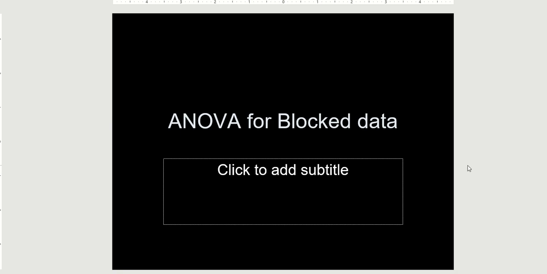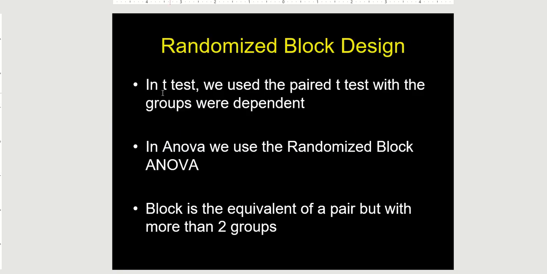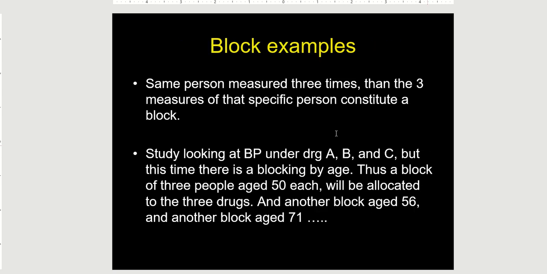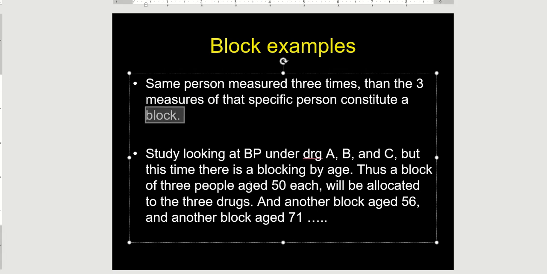All right. So ANOVA for block data. This is just saying that in the t-test, we used the paired t-test when the groups were independent. In ANOVA, we use something called the blocking. Okay, in some books this is called the completely randomized block, CRB, but you don't have to know that. That's just some book language. All right. Same person measured 3 times, then the 3 measures of that specific person constitute a block. So that's a definition of a block.